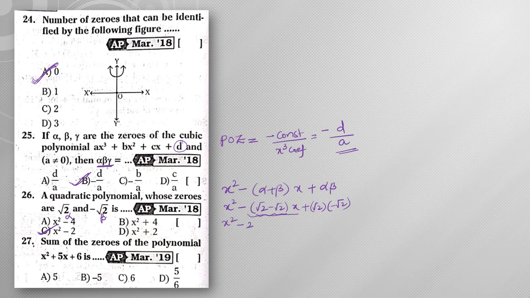Next, sum of zeros of this particular quadratic polynomial. So what is the formula for sum of zeros? Sum of zeros is nothing but minus x coefficient by x square coefficient. So minus x coefficient. So what is x coefficient here? 5 by x square coefficient is 1. So which gives me the answer as minus 5. Hence the answer is minus 5.